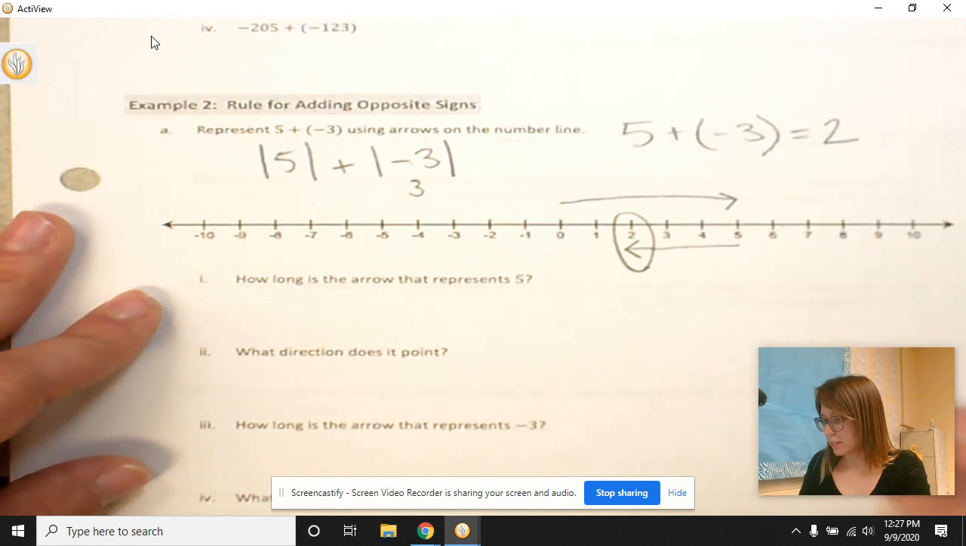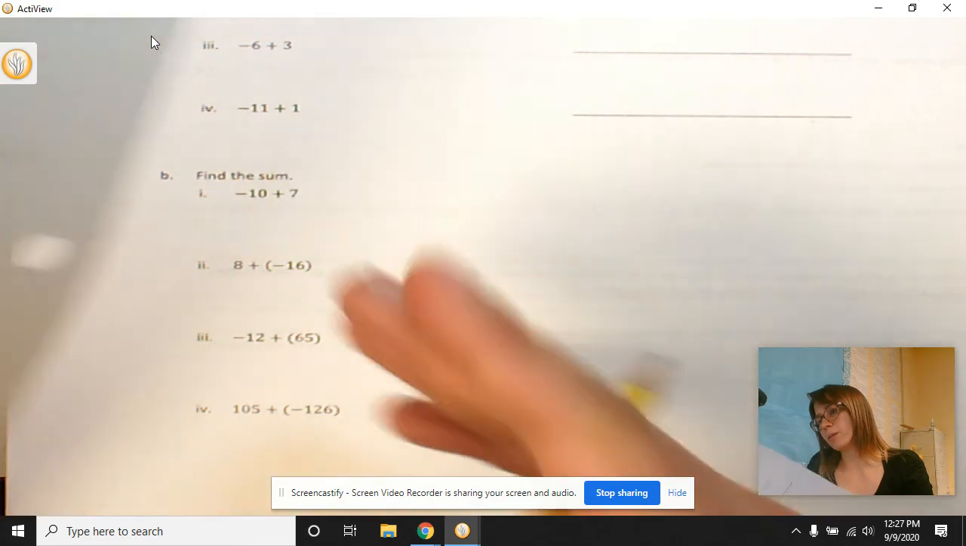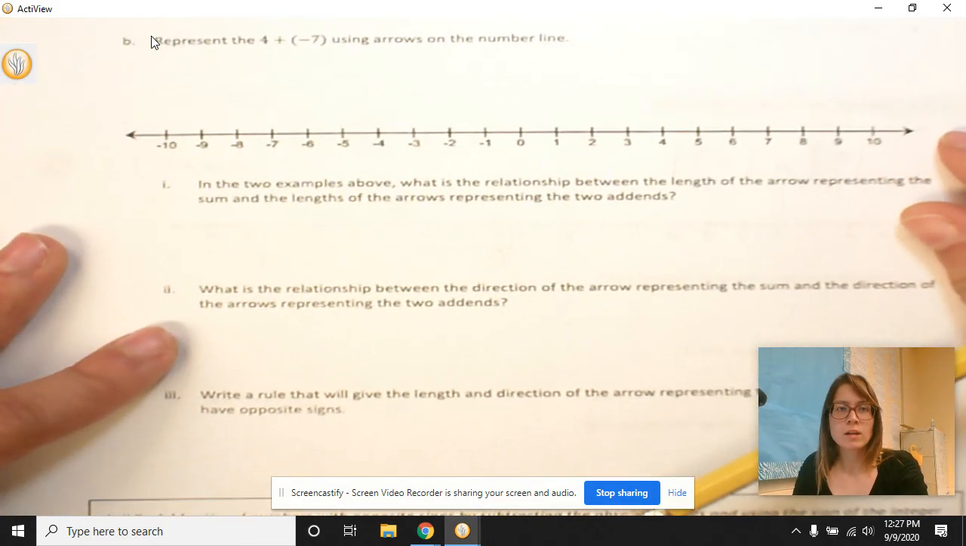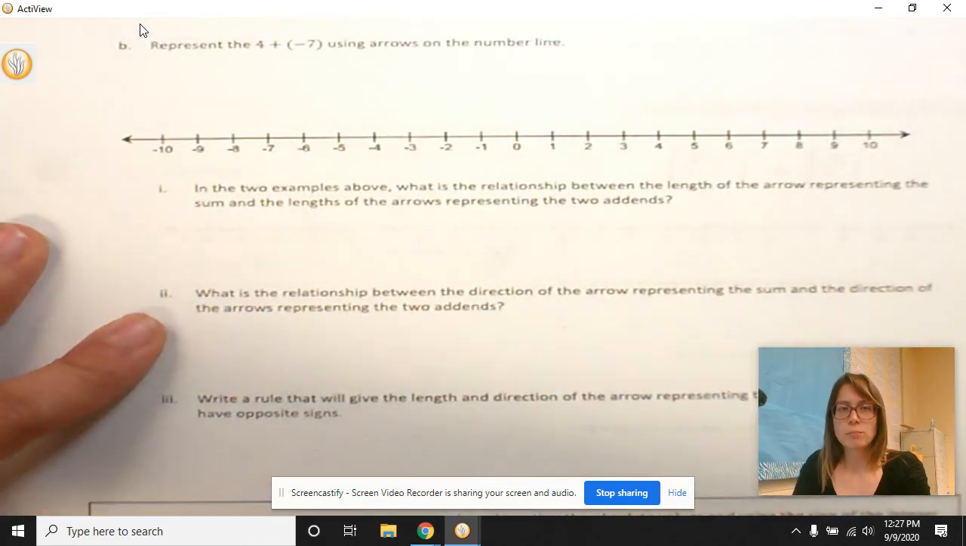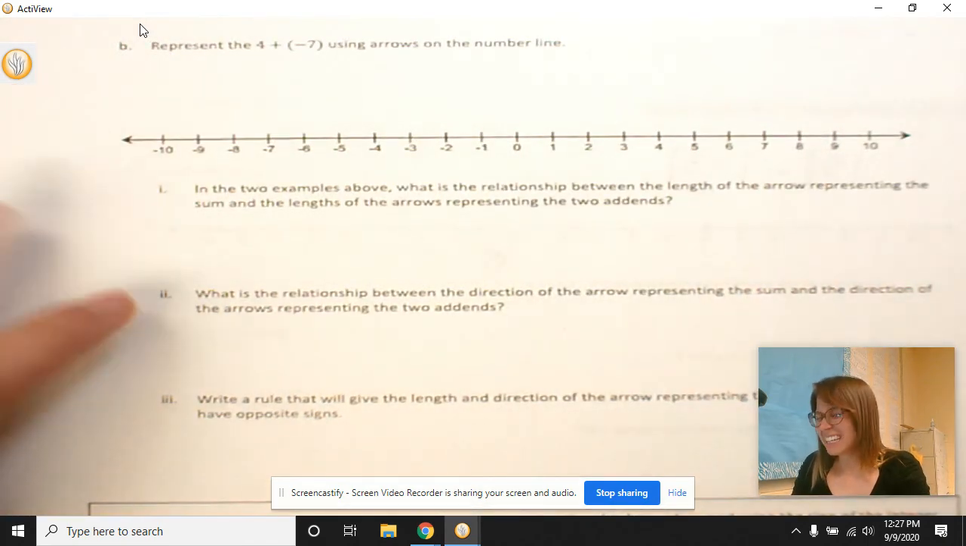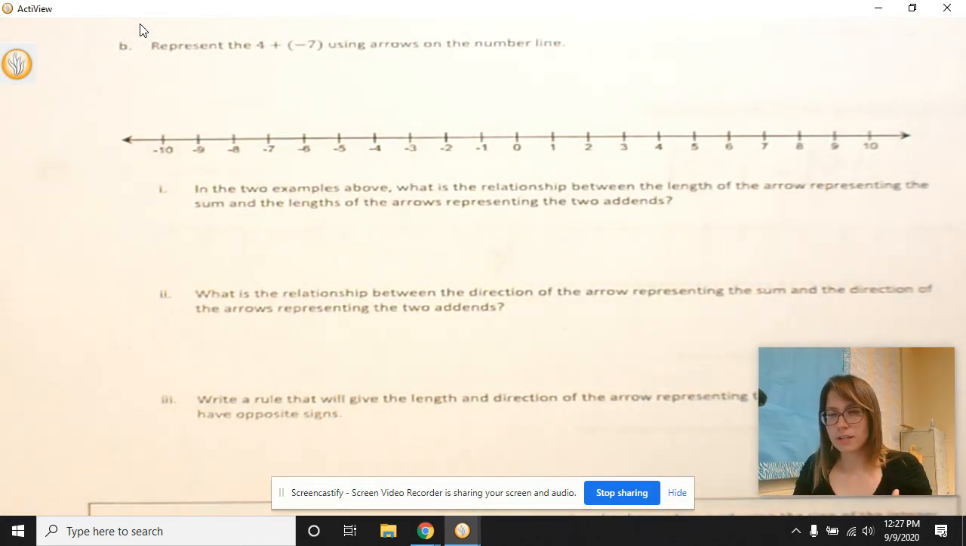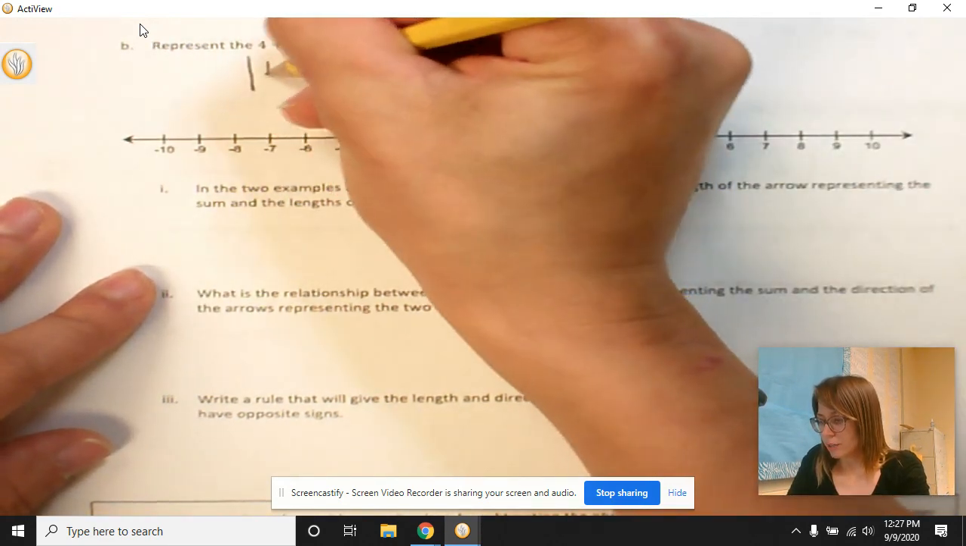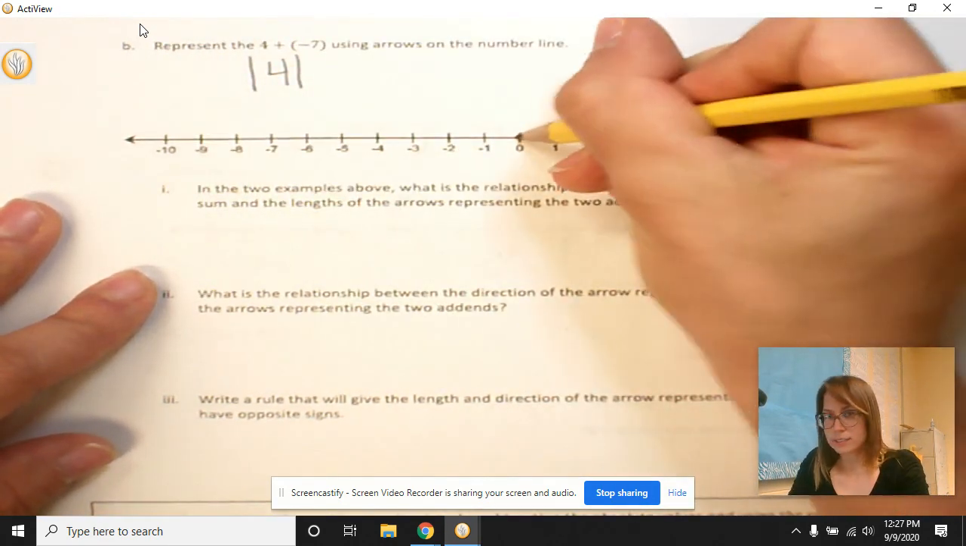So now let's look at an example that uses numbers that are a little bit more difficult. I want to represent 4 plus -7. We had seen 5 and -3 in another example somewhere, but we've never used 4 and -7. So I'm going to take the absolute value of 4 to start off with. Let's go to 0.